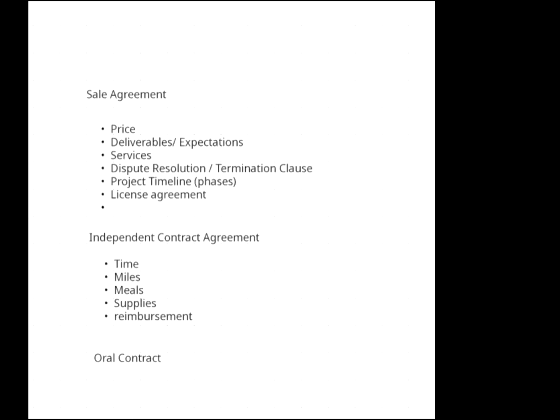So let's take a look at our whiteboard here. So we have a sales agreement, right? We have some of these terms and conditions that we would put in there. If we have an independent contractor agreement, here are some of the terms and provisions we might want to consider putting in there. Oral contracts, we discussed that with Clinton. So we have a firm grasp. I think everybody here has a good idea of what should be put into their contract.